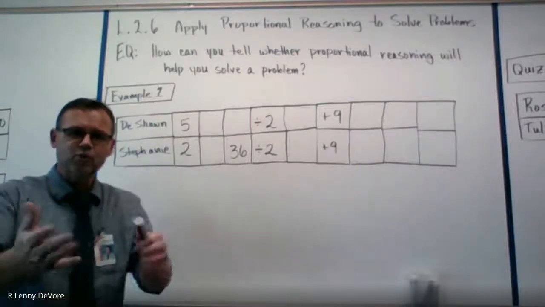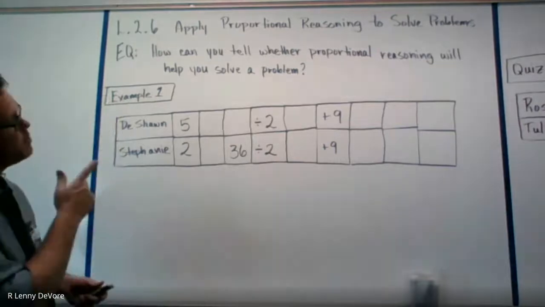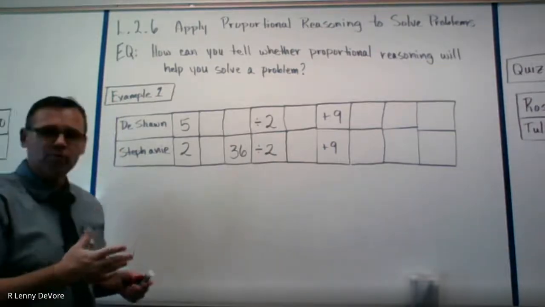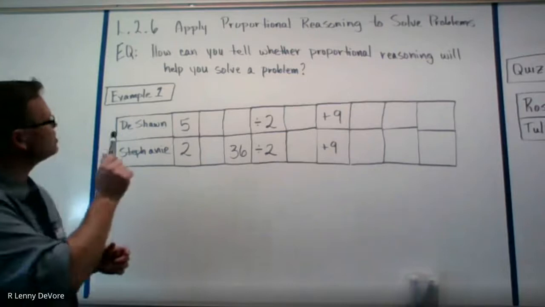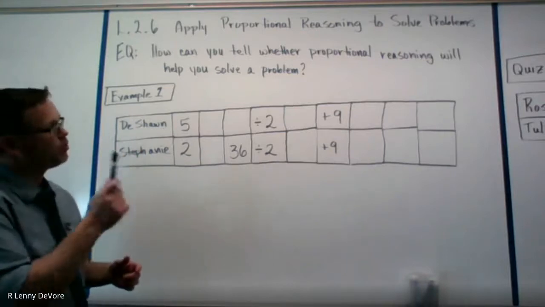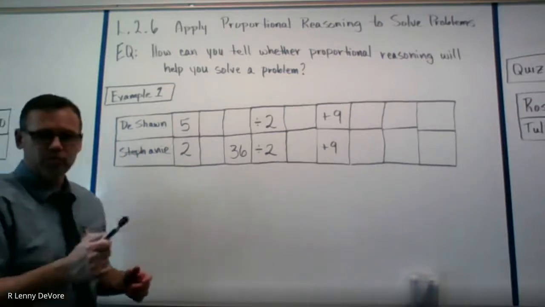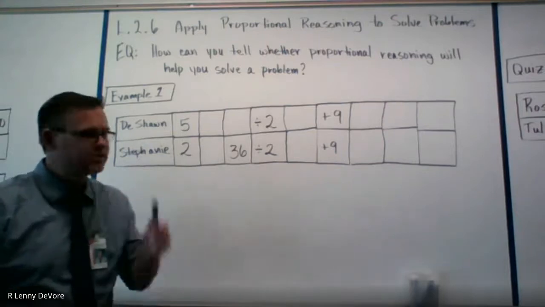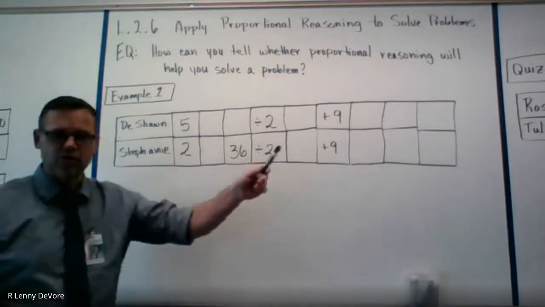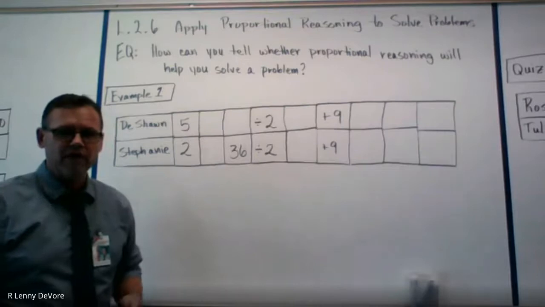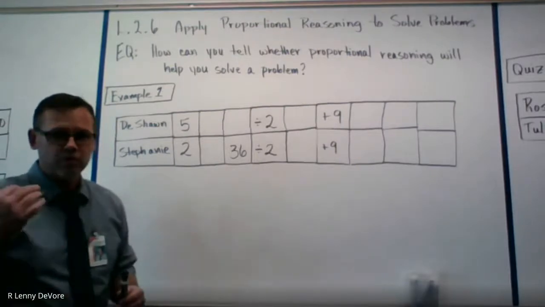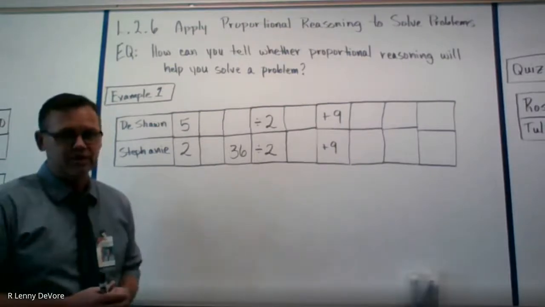Okay, guys, lesson 2.6. This is apply proportional reasoning to solve problems. Your essential question: how can you tell whether proportional reasoning will help you solve a problem? Now, the whole point here is I put these all in fraction form so we can solve these problems this way. This is a different way of looking at it. Each one of the problems I'm going to do today is just going to be like this, okay?